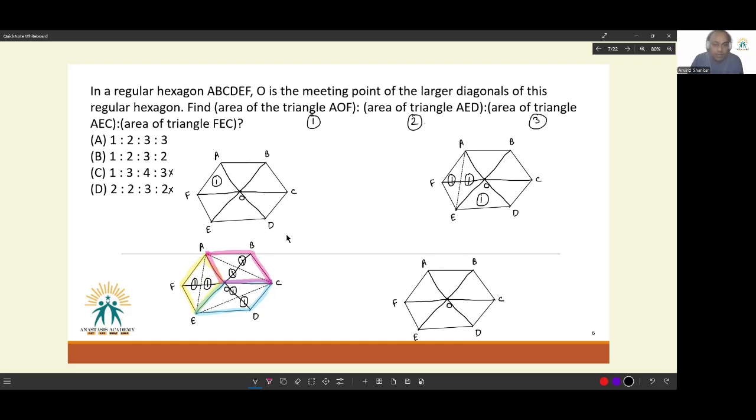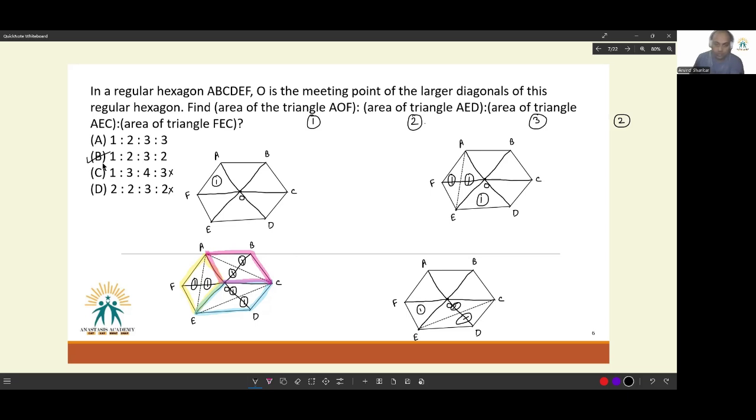And finally, area of triangle FEC. Again, FEC if I'm looking for. Can you see? FEC has been made in the precise same way that AED has been made. This FOE has an area of 1. OCE has an area of 1. And CED has an area of 1. So FCE will have a combined area of 2. So the final ratio we get is 1:2:3:2. Or option B will be the right answer.